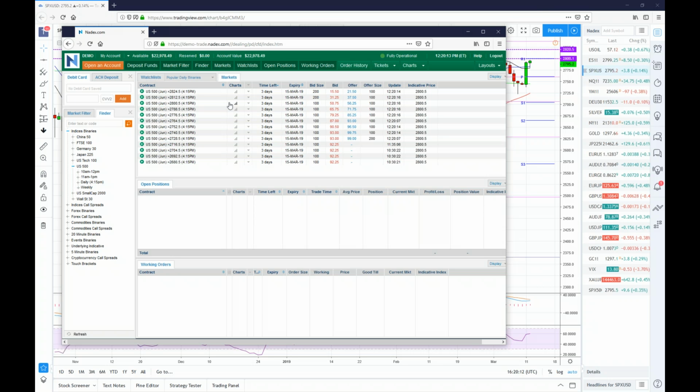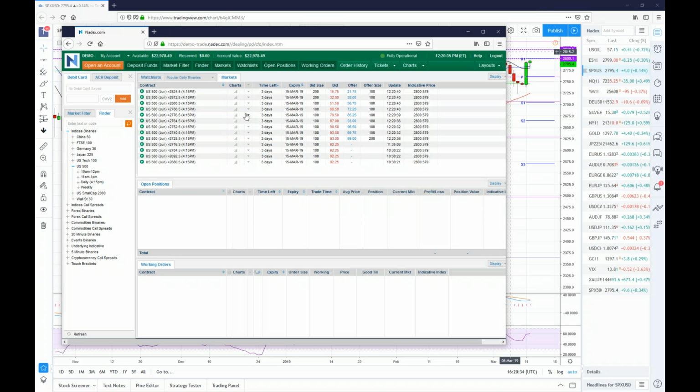So I'm looking here at the 2,800 level, where we are pretty much trading right now, just 5 points below it, and 2,820. Personally, I would be looking here at the 2,812 and 2,824, each time 0.5 strike prices.